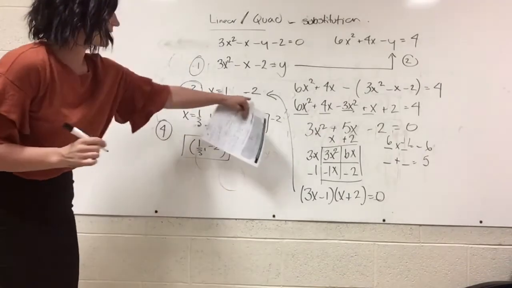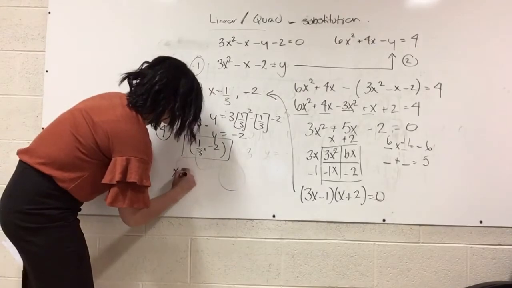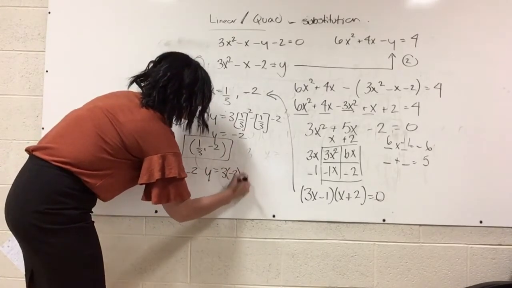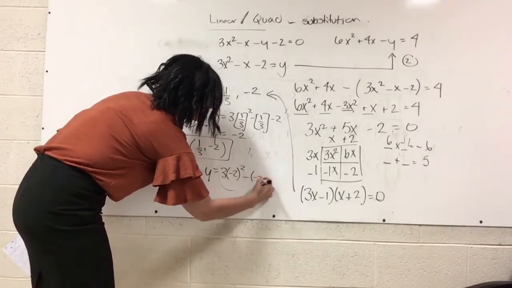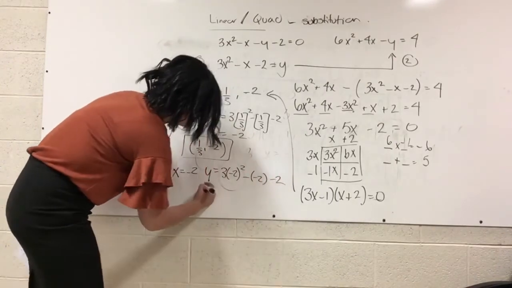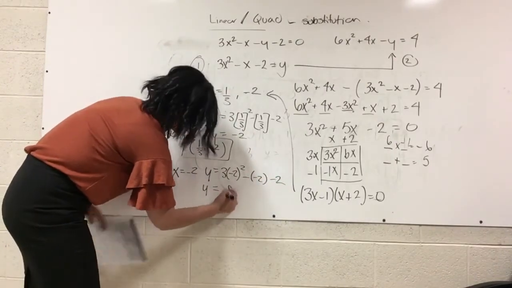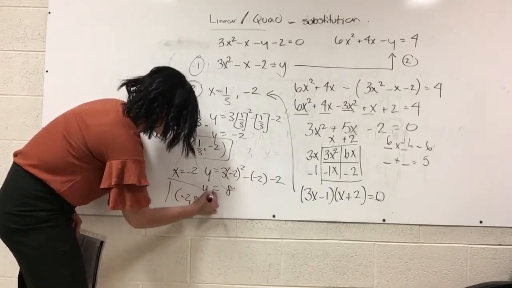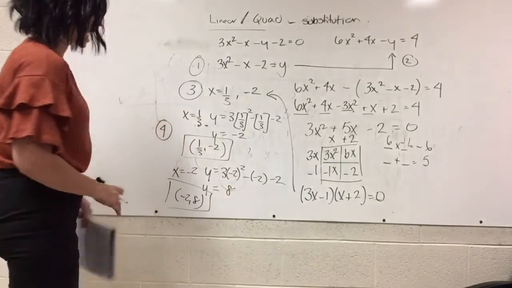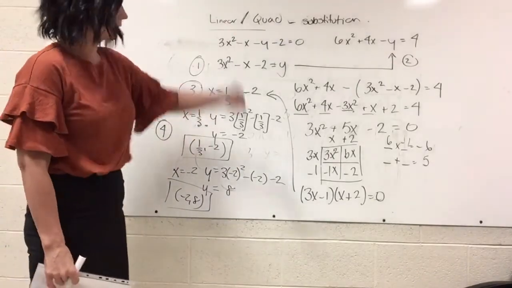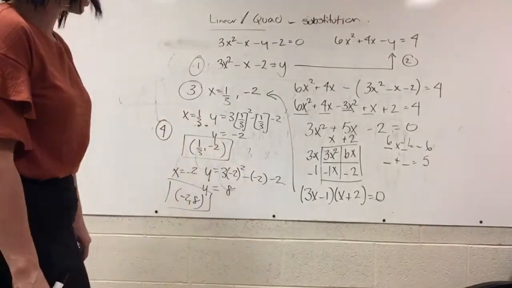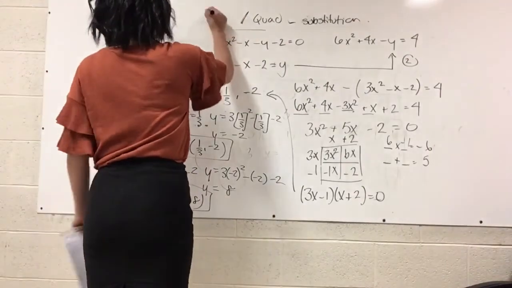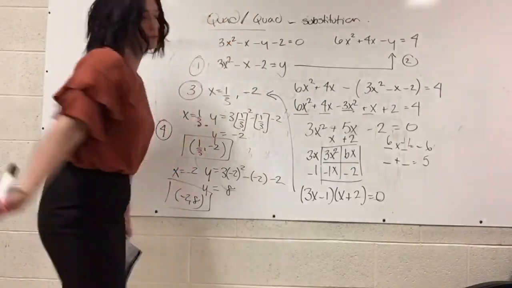And then I need to do that again for negative 2. So when x equals negative 2, y equals 3 times negative 2 squared minus 2 minus 2, and that one ends up being 8. So I have an answer at negative 2, 8. And I would always check. I would always take those answers and plug them back into the original equations to make sure they work. So that is doing not linear-quadratic, but quadratic with substitution.